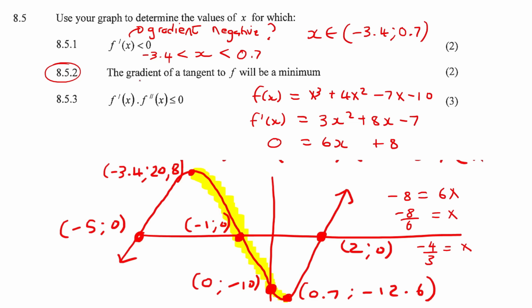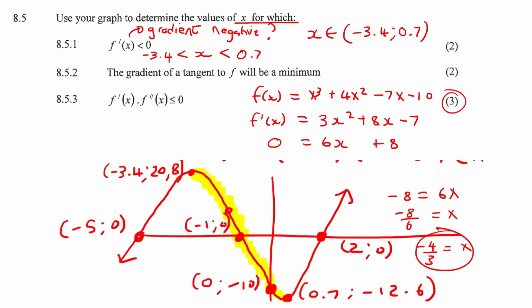And so it says, what is the gradient of the tangent where it will be a minimum? Well, we know that the x value is going to be negative 4 over 3. So we know that the x value will be negative 4 over 3, which is somewhere over here. And that's all that they want. That would be the answer, because they said use your graph to determine the value of x where the gradient of the tangent will be a minimum. And we just found out that that would be over there.